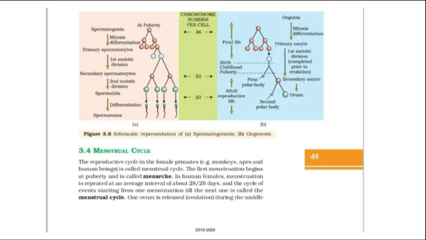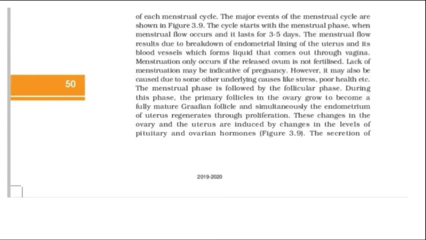One ovum is released during the middle of each menstrual cycle. The major events of the menstrual cycle are shown in figure 3.9. The cycle starts with the menstrual phase, when menstrual flow occurs, and it lasts for 3 to 5 days. The menstrual flow results due to breakdown of the endometrial lining of the uterus and its blood vessels, which forms a liquid that comes out through the vagina.